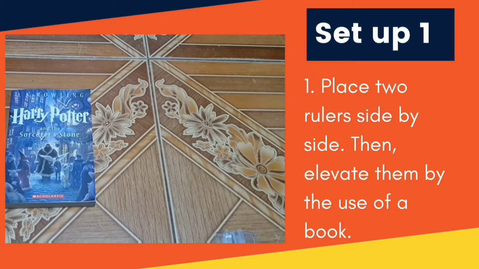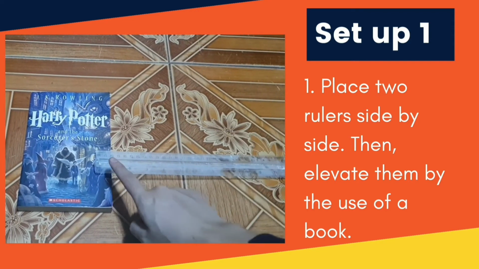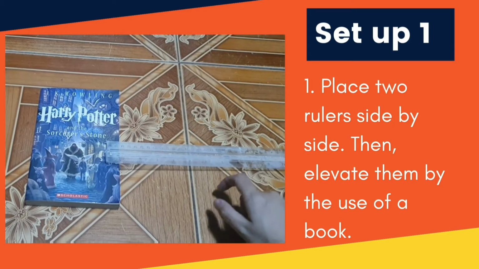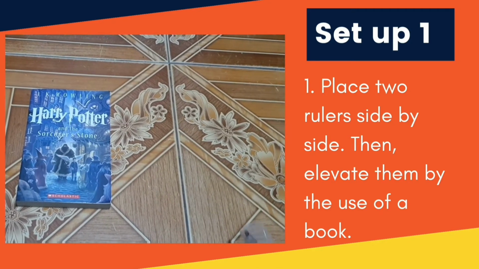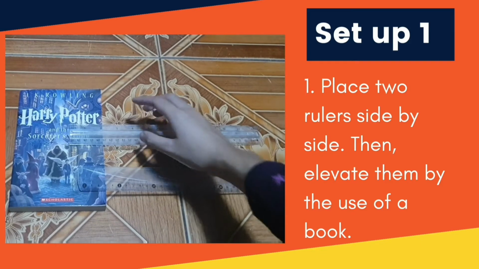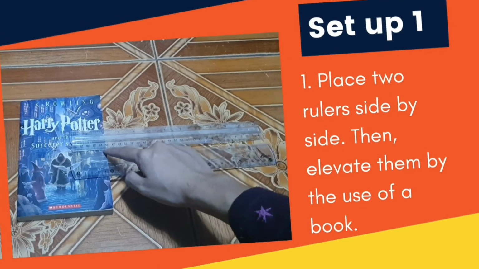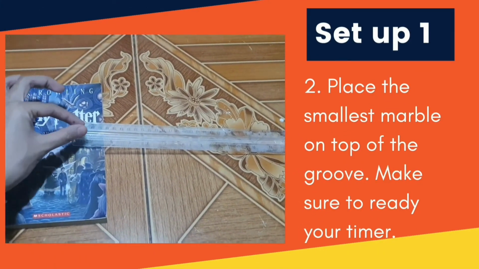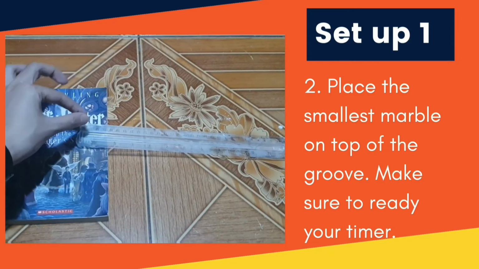Setup 1. Place 2 rulers side by side, then elevate them by the use of a book. If the ruler you have already has a groove, then you can use it as it is. If not, use 2 rulers and place them side by side to form a groove. Second, place the smallest marble on top of the groove and make sure to ready your timer.